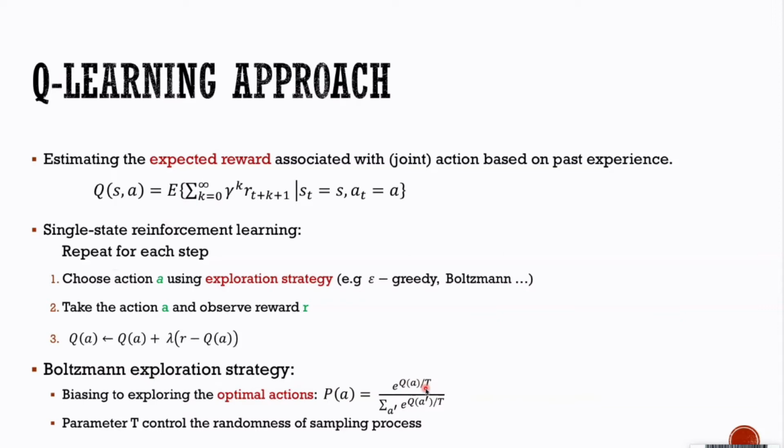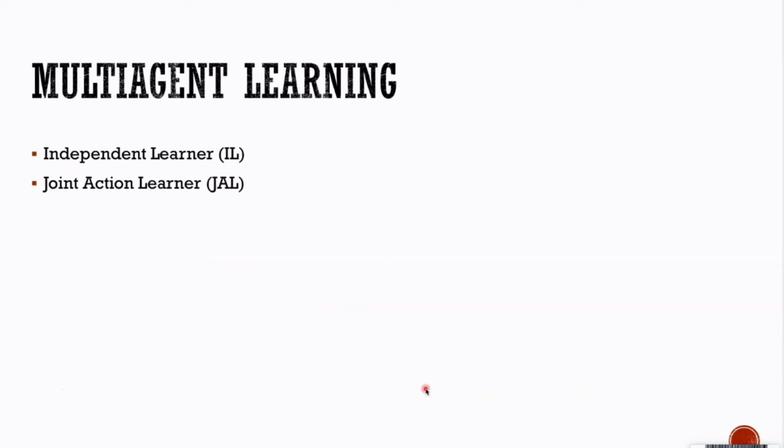So in multi-agent learning, there are two types of learners. The first one is the independent learner, and the second one is the joint action learner. So let's see them one by one.